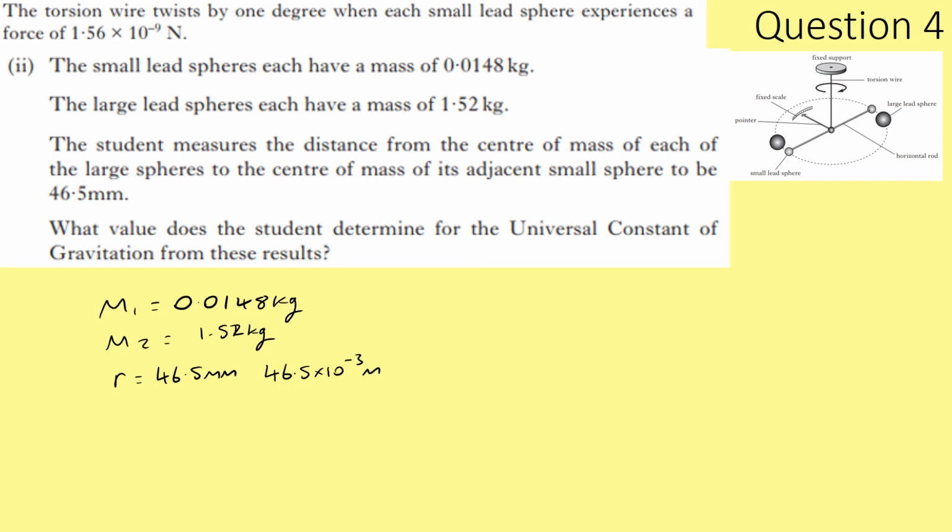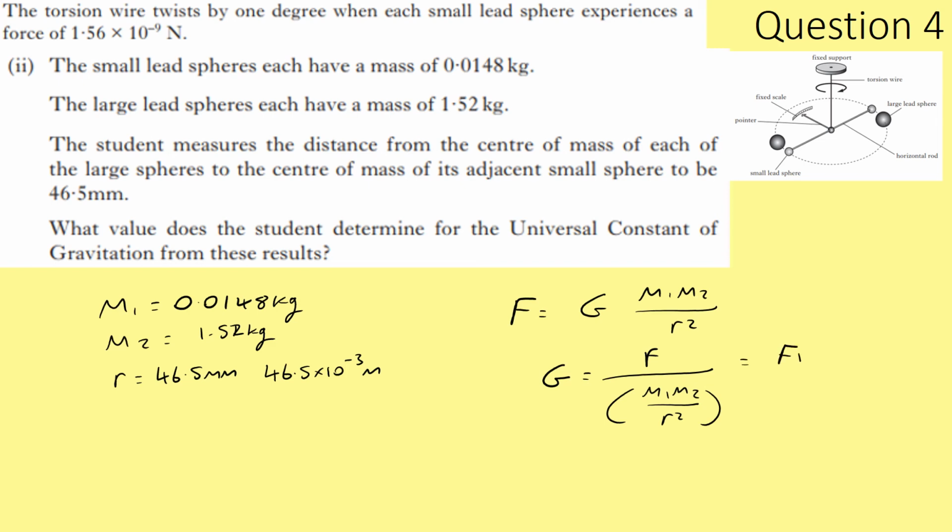What value does a student determine for the universal constant of gravitation from these results? Well, our known equation is F is equal to G M1 M2 over R squared. So we're effectively rearranging for G here. So I can say that G is equal to F over M1 M2 over R squared, which is the same as saying G is equal to F R squared over M1 M2.